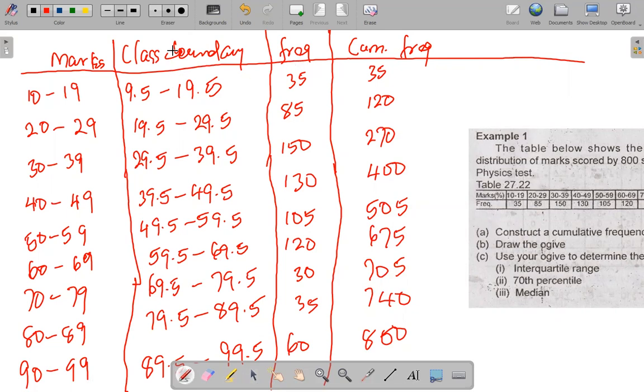So for anything less than, let me put less than 9.5, and this is a class boundary. Any score less than 9.5 is 0. We don't have anything that is less than 9.5 in our data here. The lowest is 10 to 19, that is the first range there. So anything less than that is 0. We are putting that because the Ogive, the line, must start from 0.